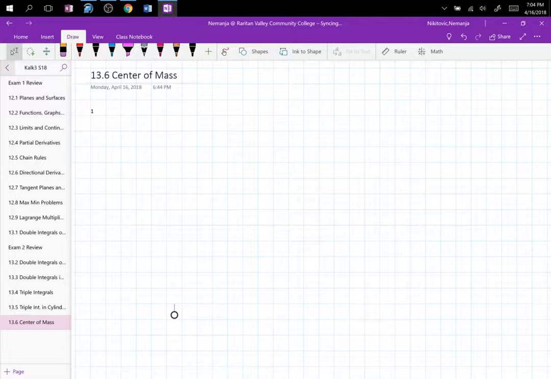Hello and welcome back to Calculus 3, section 13.6, center of mass. We are going to discuss the way to find the center of mass in 1D, 2D, and 3D. And we're going to do so by calculating the mass of the object and calculating the moment for the spin around the point or axis.